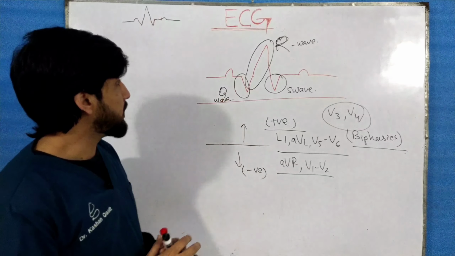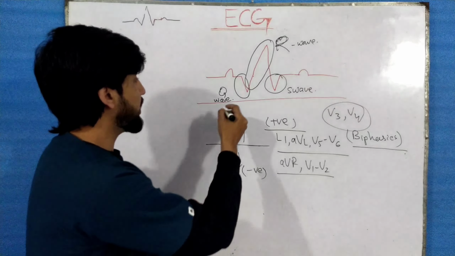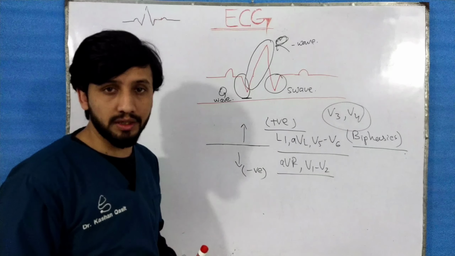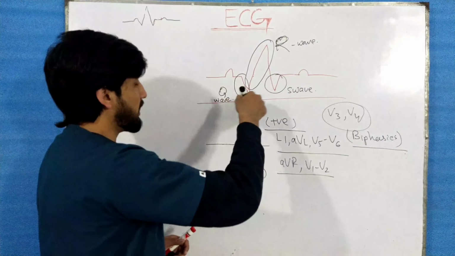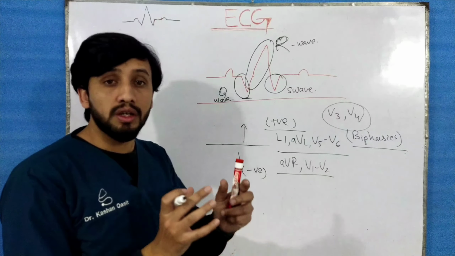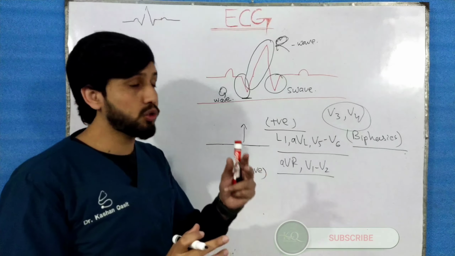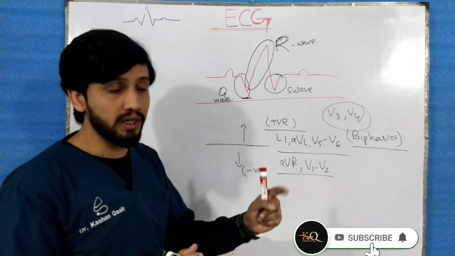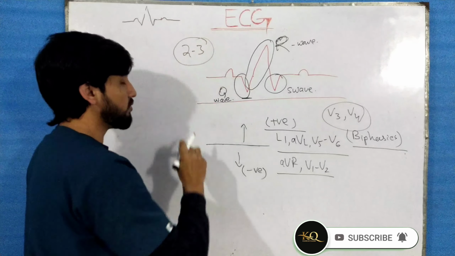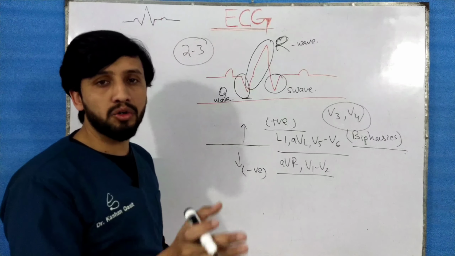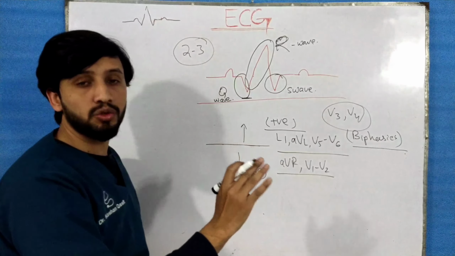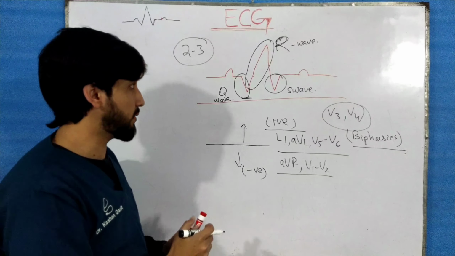So coming towards the basics, we were discussing the Q wave, which is due to the septal depolarization. This QRS complex is actually due to the ventricular wall depolarization. The ventricle which is showing this QRS complex is the left ventricle, because left ventricle is 2 to 3 times more thickened compared to the right one. So this QRS complex on the ECG is due to the left ventricle wall depolarization.